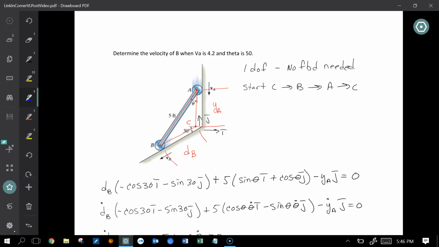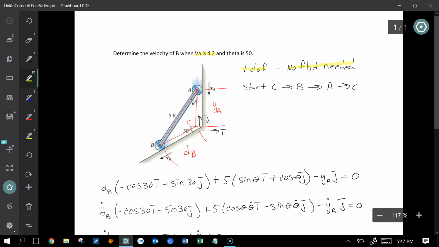Okay, I'm going to do the same problem now using vector loops. You still have to determine whether or not you need a free body diagram. If you're not sure how to do that, see the previous video on doing this problem with special points. But anyway, because it's 1 degree of freedom and because you're given one velocity, you can find any velocity you want without needing a free body diagram.